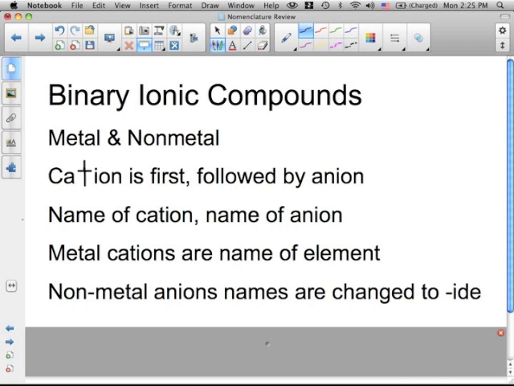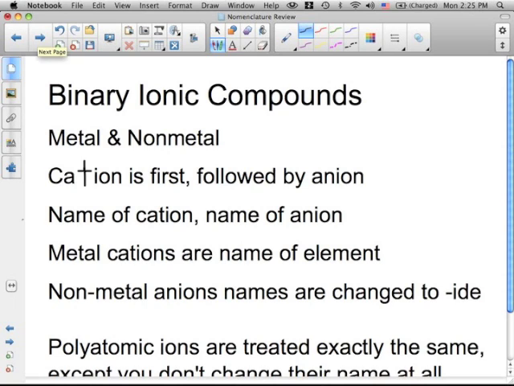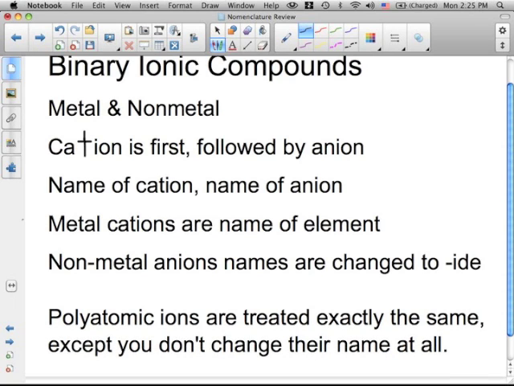Polyatomic ions are named exactly the same way, except you don't change their name at all. You don't change the ending of the name. If you have carbonate that has an ATE ending, you do not change that to something else. You just keep it carbonate. So it's the name of the cation followed by the name of the anion.